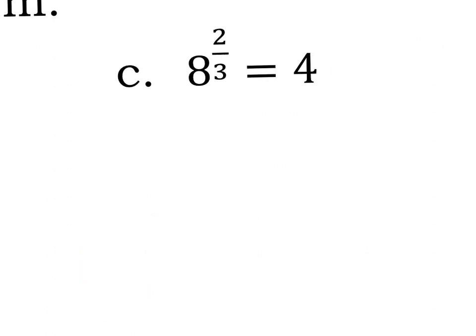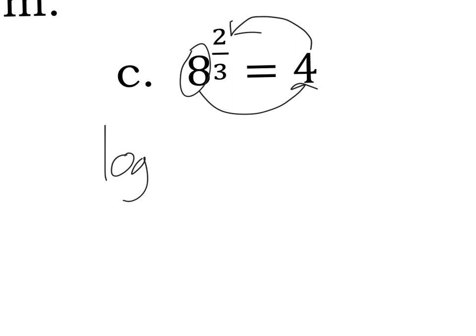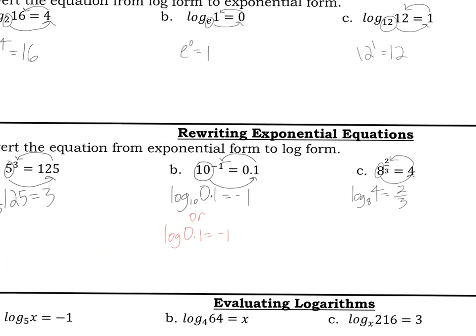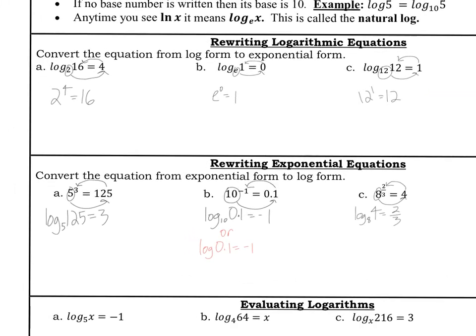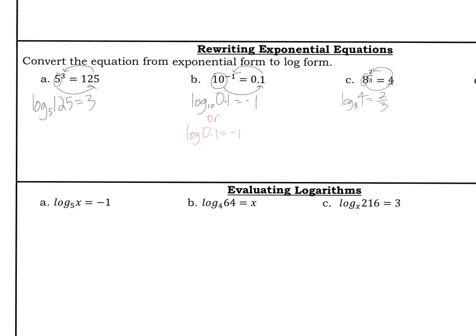For part C, I'll start with 8. I'll draw my arrow to 4, and then I'll take 4 and draw my arrow to 2/3, meaning log base 8 of 4 equals 2/3. And that's that. Okay? So that's all there is to it when you're converting from logarithmic to exponential or exponential to logarithmic.